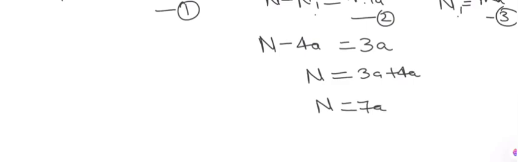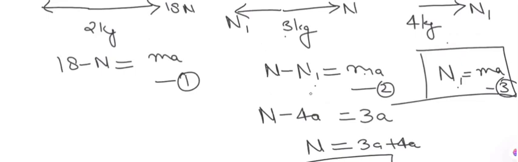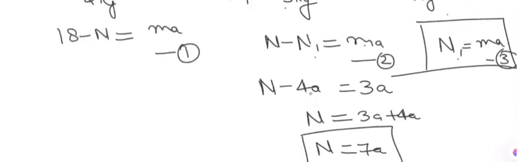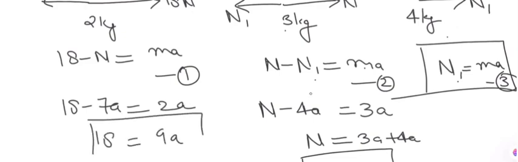So therefore I got the formula over here that my N equals 3A plus 4A. Correct? So my N equals 7A. One thing I got here. Let's apply it over here. So here my N, how much did I get? 7A. Apply it over here. 18 minus 7A is equal to 2A. So 18 will be equal to 9A. Any doubts?